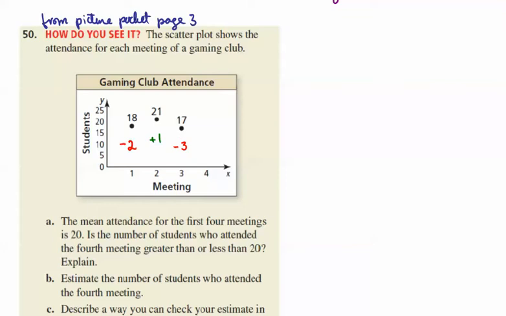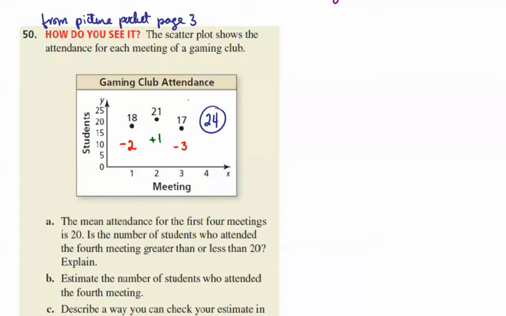So far we have -2 plus 1, that's -1, plus -3. We have a deficit of -4 going into the 4th meeting. So the 4th meeting not only has to hit the average, it has to make up for what was missing from the previous meetings. And so we definitely know it has to be more. And the part B says, can we estimate? Yes, we know we have a deficit of 4 going in, so the 4th meeting would have to hit the 20 plus make up the deficit. So we think that it's going to be 24.